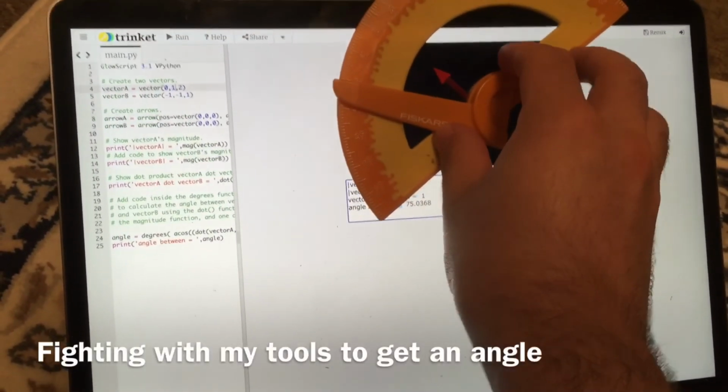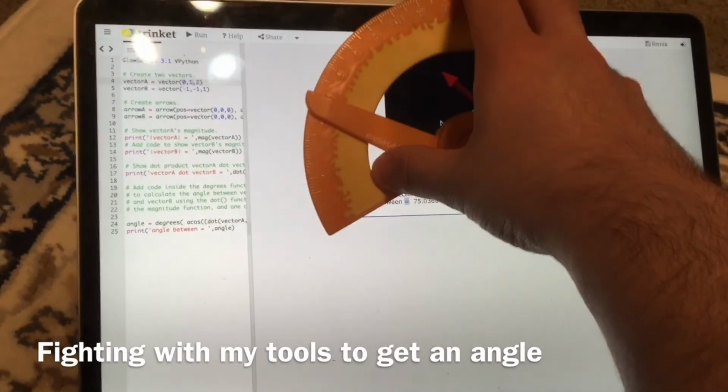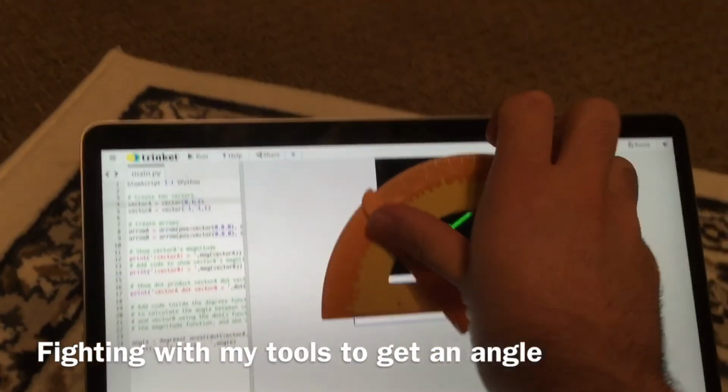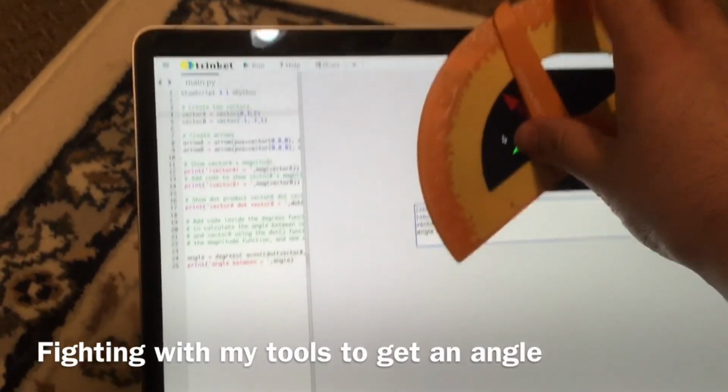I'm going to put it right next to here. I'm going to move this. Oh my god, okay. Excuse me one minute. This is a little bit hard to write with one hand.